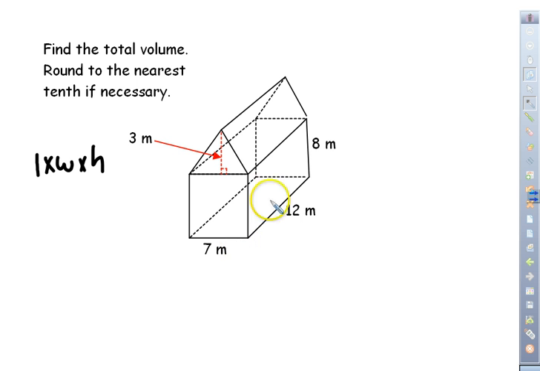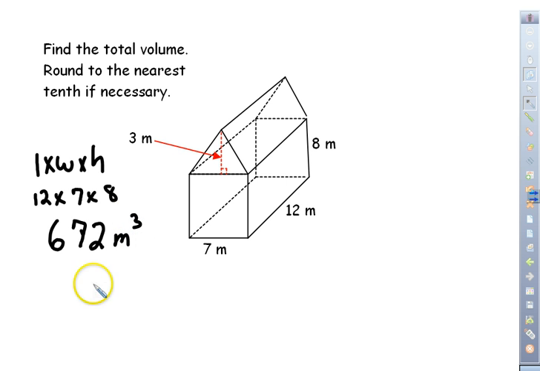So we're going to take that, which is going to be 12 times 7 times 8 for the height. 12 times 7 times 8 is going to give me 672. And it is meters, cubic meters. So there's my first answer.